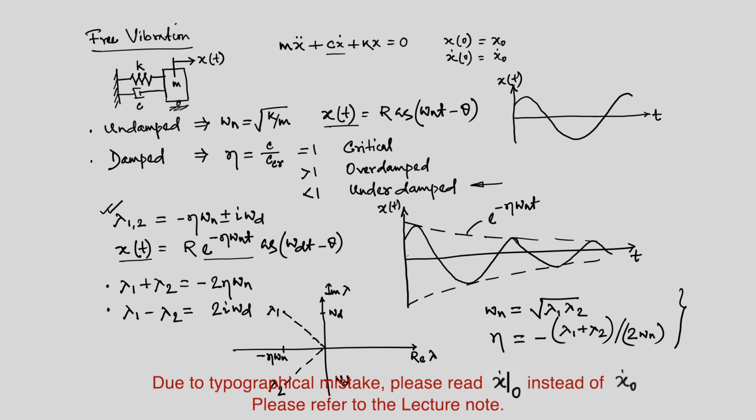Now, if we revisit the same, we have free vibration and we have the damped case. In this case, if you look at our x of t, it is equal to R e to the power minus eta omega n t, then cos of omega d t minus theta.